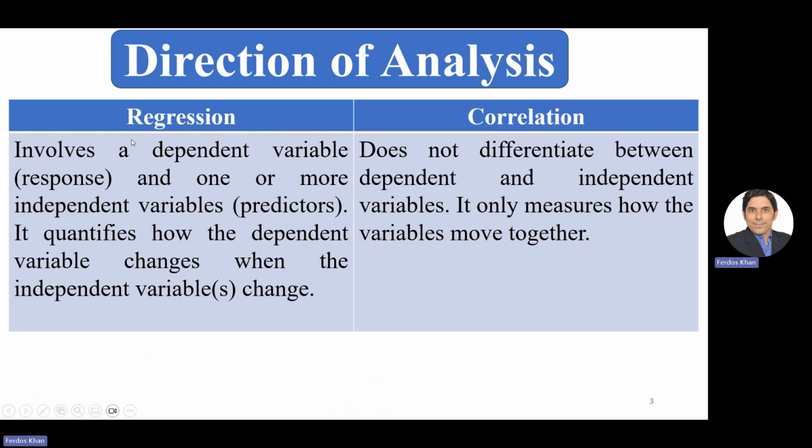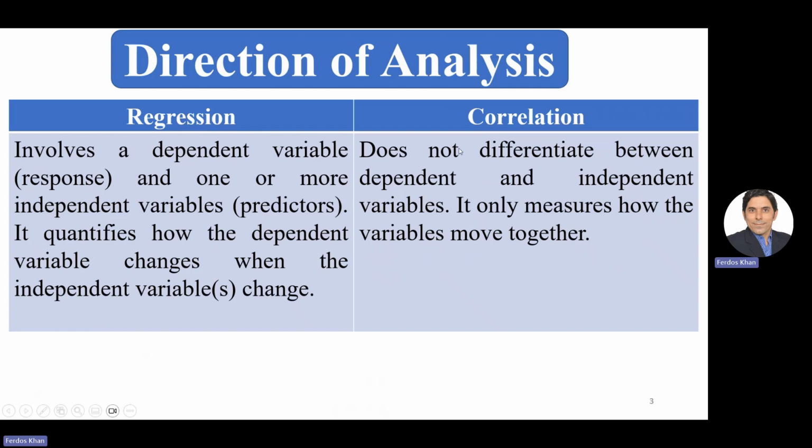Direction of analysis. Regression involves a dependent variable, we can say response variable, and one or more independent variables, which we also call predictors. It quantifies how the dependent variable changes when the independent variable changes. So this is the actual thing, that we measure the relationship between the dependent and the one or more independent variables or predictors and see how the relationship changes. I mean, how the dependent variable changes when we make some changes in the independent variables.